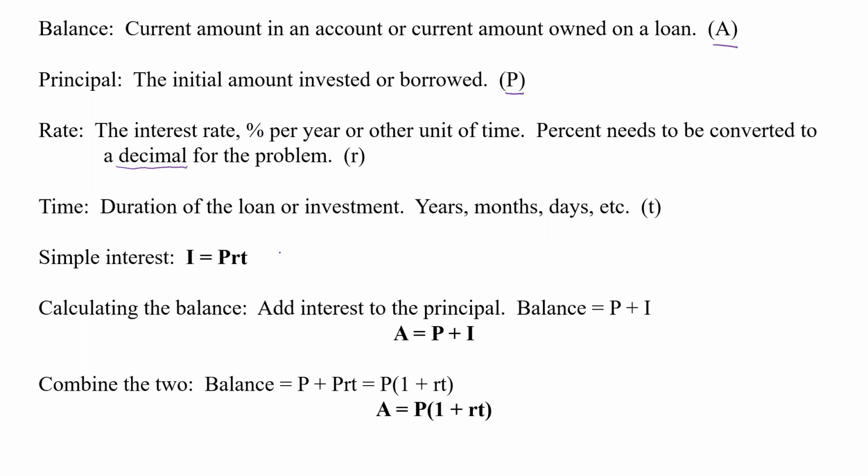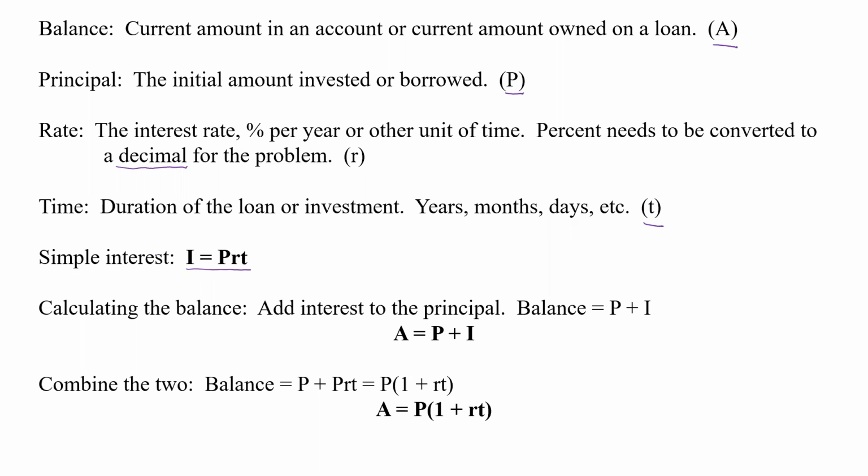Then we have the time, which is the duration of the loan or the investment. It can be years, months, days, whatever, and it's labeled T. That should be in the same unit of time as the rate, so when you multiply, the units will cancel. And then we have several formulas. We have the simple interest formula, which is I equals PRT. So we just take the principal times the rate in decimal form times the time, and that will give us how much interest we earn.